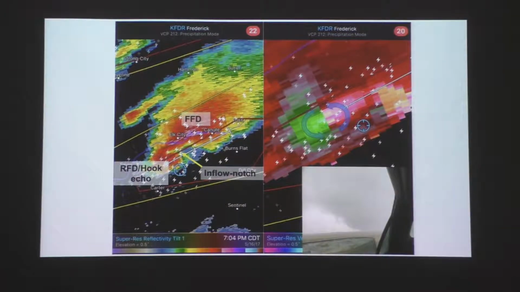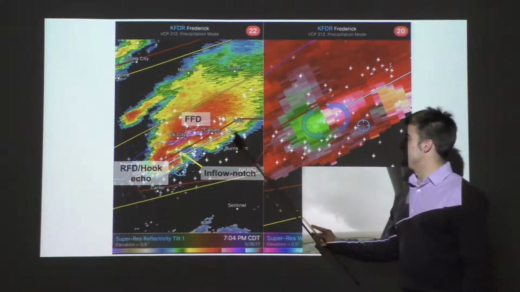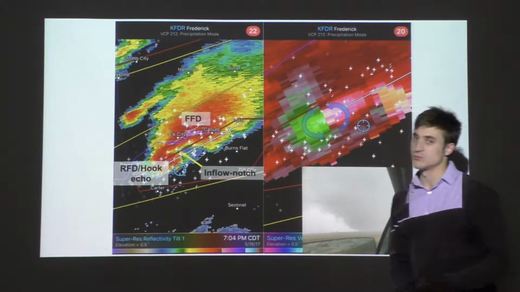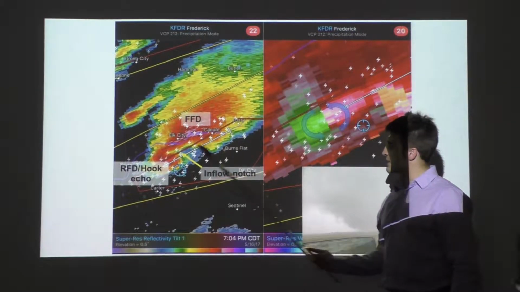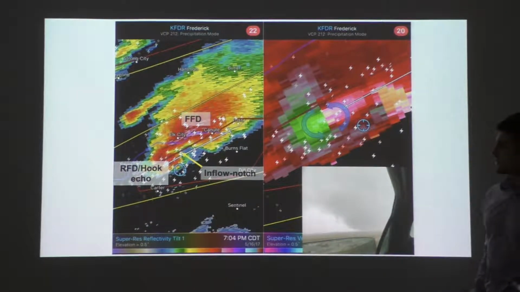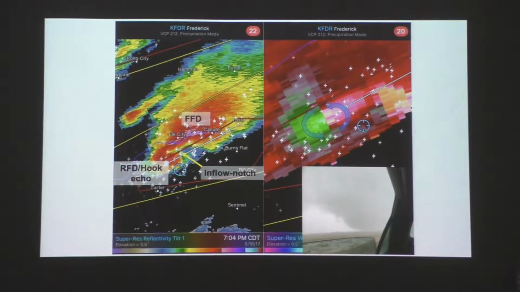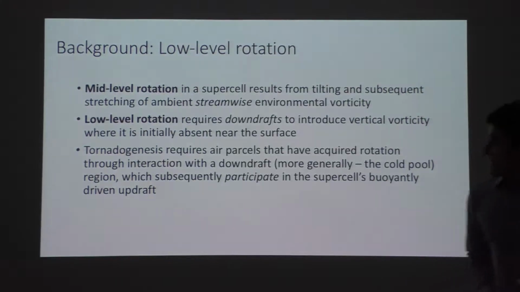So this is a supercell that I came too close to, and the supercell reflectivity on radar is here on the left, showing the forward flank downdraft regions with the heavy precipitation, and the RFD and hook echo region in the rear of the storm. And this notch here is known as the inflow notch, where the updraft is developing. And rotation develops typically on the left edge of the hook echo, looking downwind of the supercell propagation. And this is a nice little image out the back of my car as I drove through this region and looked back behind me. So I wouldn't advise doing things like that.